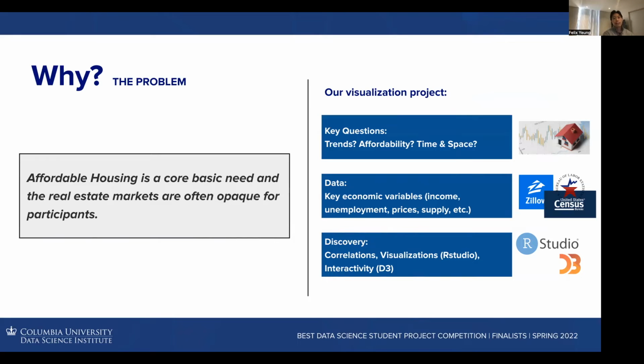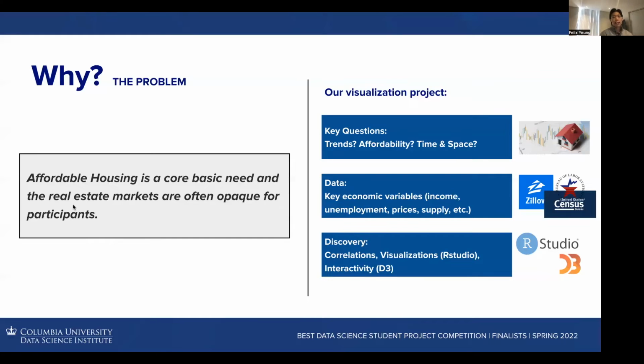For our project, this is the approach that we took. We started off with some key questions that we wanted to answer: how housing prices have changed over time, how affordability has changed, and how these trends differ across the 50 states of the US. Next, we found data that could help us answer these questions from reputable sources such as Zillow, the Census Bureau, and the Department of Labor Statistics.